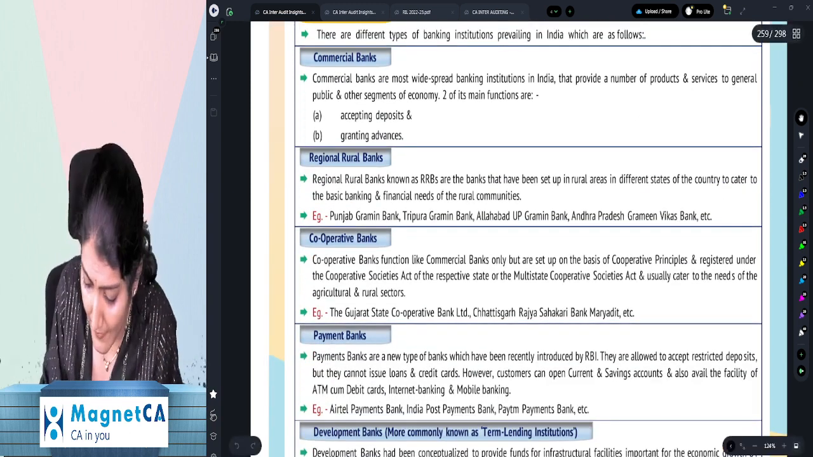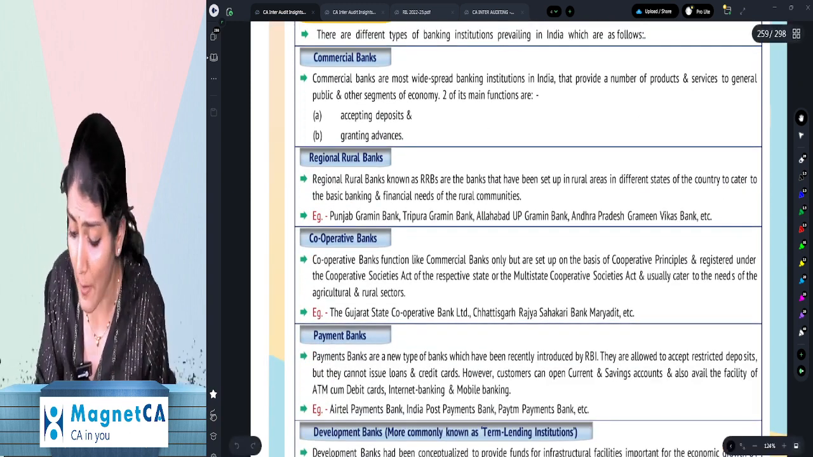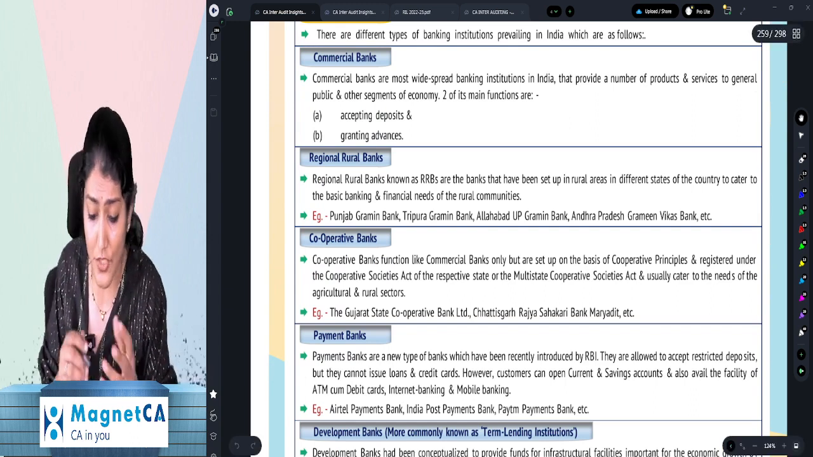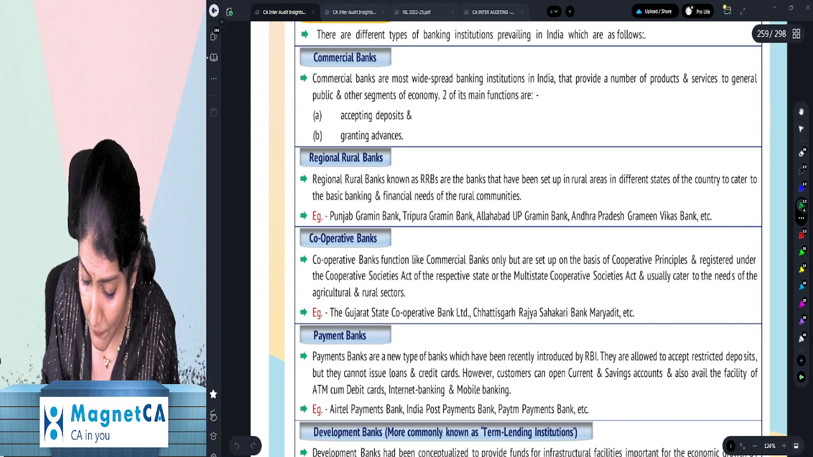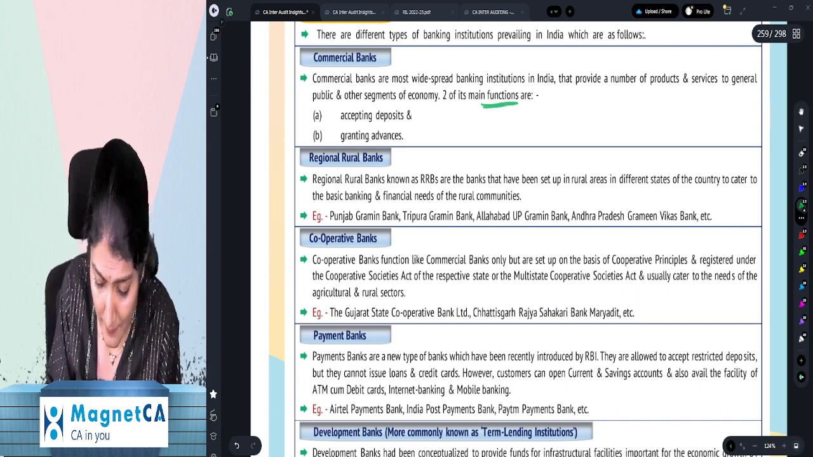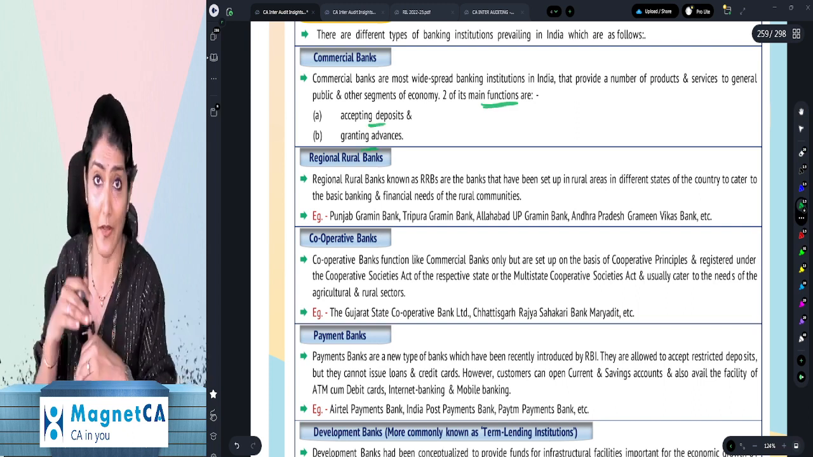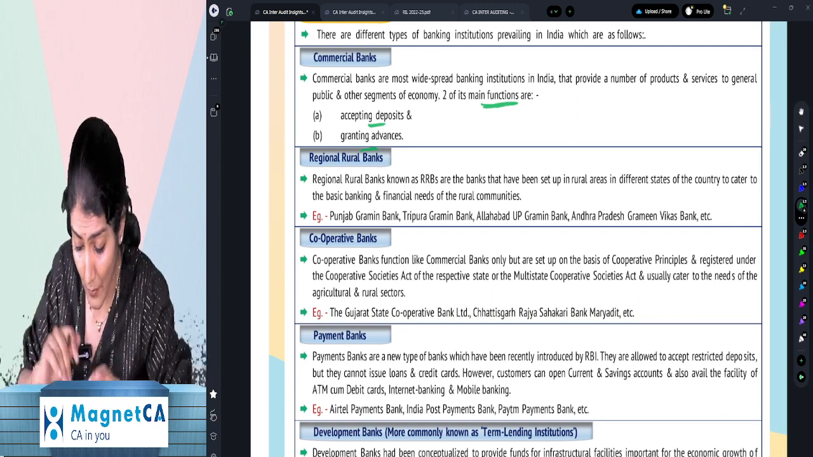Most widespread banking institution in India that provides a number of products and services to the general public and other segments of the economy. And what are the two main functions of this commercial bank? Accepting deposits and granting advances. Okay, right. Then what does it say?